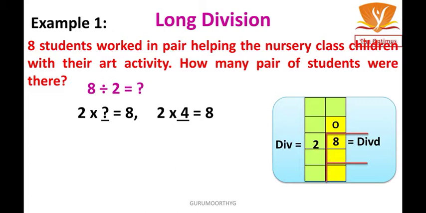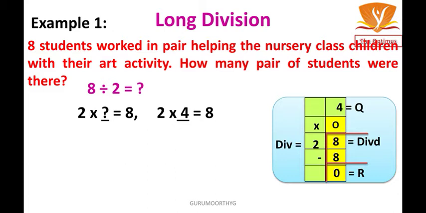The 4 is the quotient. I am going to write it on the top of the inverted L. I am going to multiply quotient into divisor. That is 2 into 4 equals 8. That I am going to write below the dividend 8. Immediately I am going to subtract, 8 minus 8 equals 0. Here 0 is the remainder.